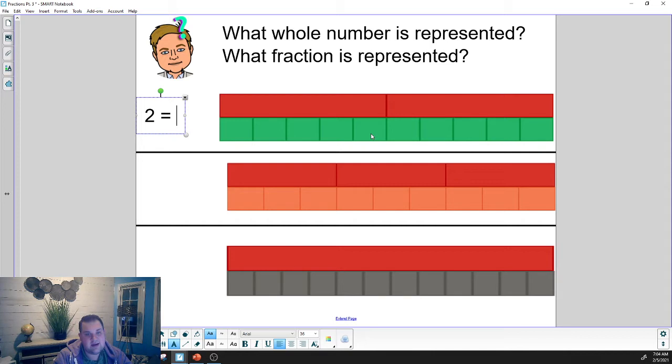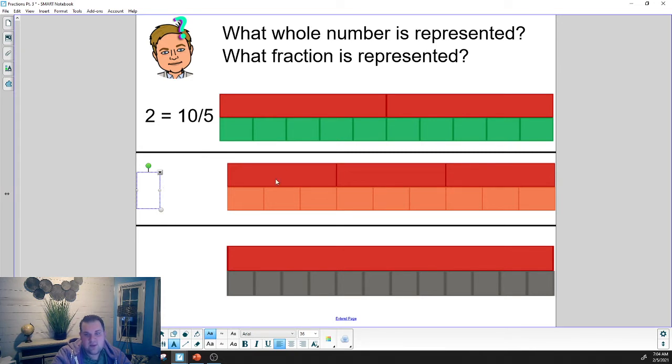All right. You should have entered 10/5. And here's why. There are 10 pieces, 1, 2, 3, 4, 5, 6, 7, 8, 9, 10. And there are 5 pieces in one whole, 1, 2, 3, 4, 5. So 10/5 is correct because there's 10 pieces and 5 fit in one whole. Let's do another one together.